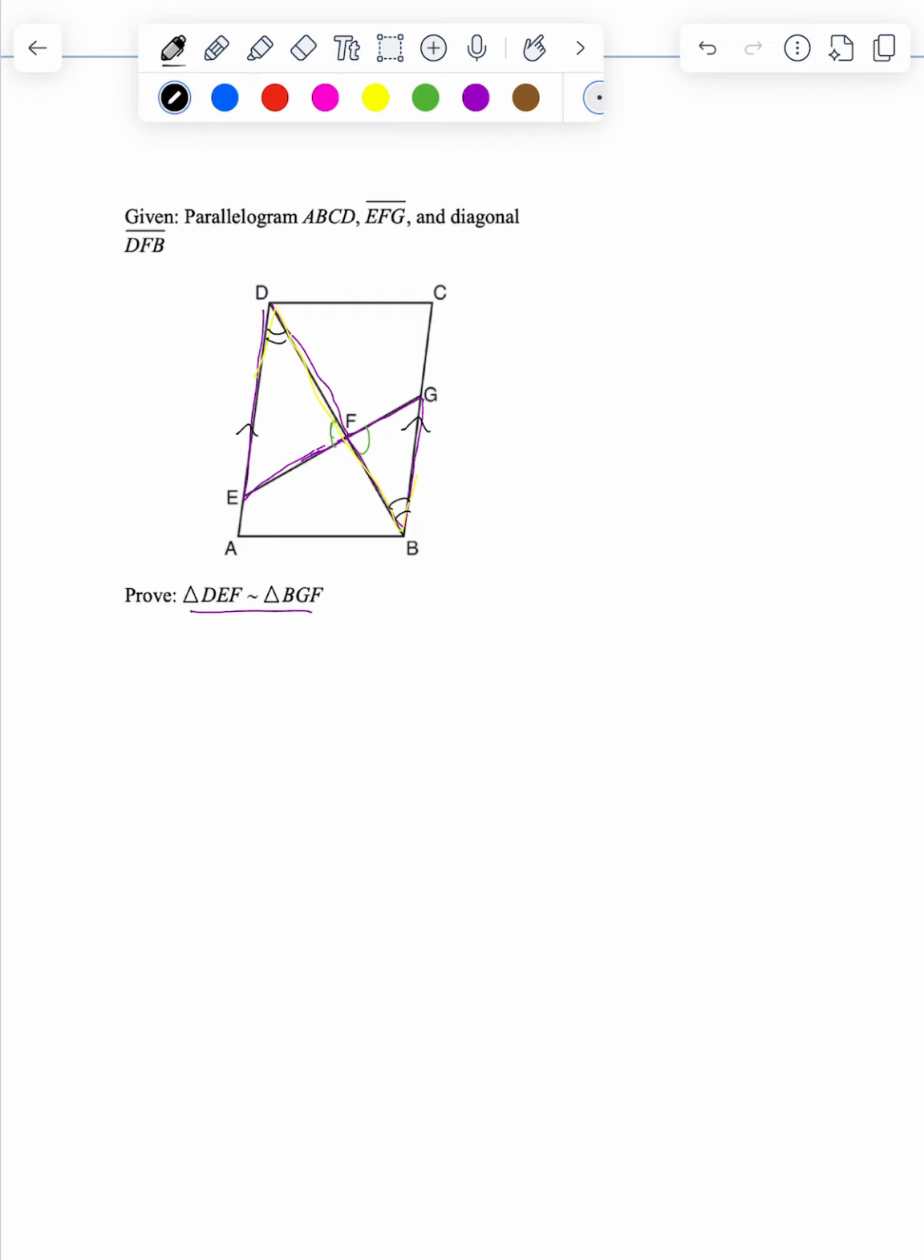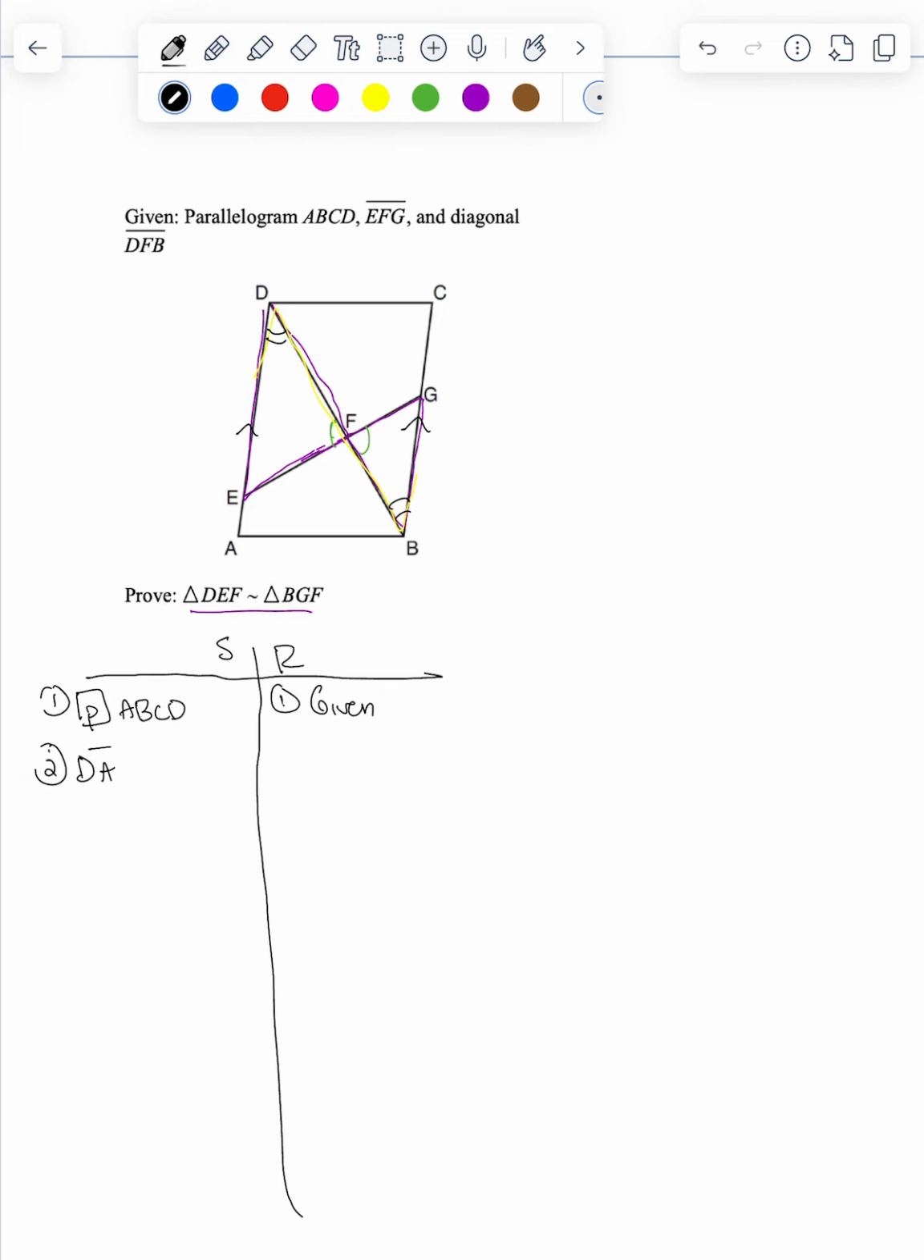And look at that. Even though the question was a little bit different than the last one, it's the same exact information that we're using. Let's write this one out so you could see how this one will be written up. So we have parallelogram ABCD that was given to us. And then we were able to say that DA was parallel to CB because opposite sides of a parallelogram are parallel. And then from there, we can say that the alternate interior angles are congruent.